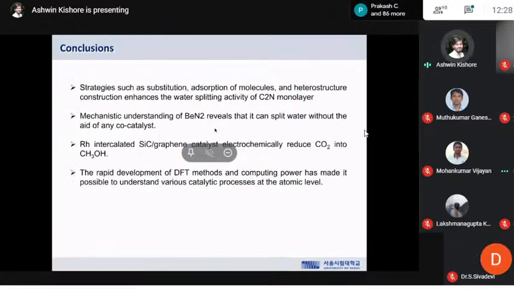I think I'm done. So this is the conclusion of my talk. We have used several strategies like substitution, the adsorption of molecules, and electrostructure construction to improve the water splitting activity of the C2N monolayer. Also, we studied the mechanistic understanding of the BN2 monolayer using a DFT study. It reveals that this material can split water without the aid of any co-catalyst. Also, the rhodium intercalated graphene catalyst can electrochemically reduce CO2 gas into methane or methanol.